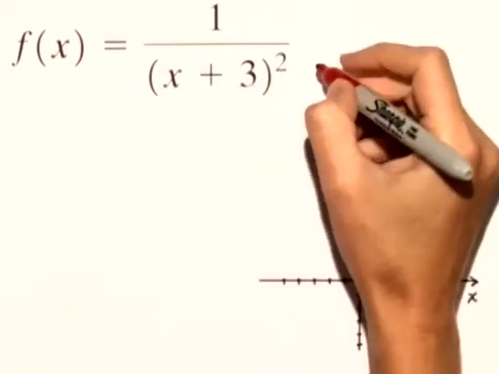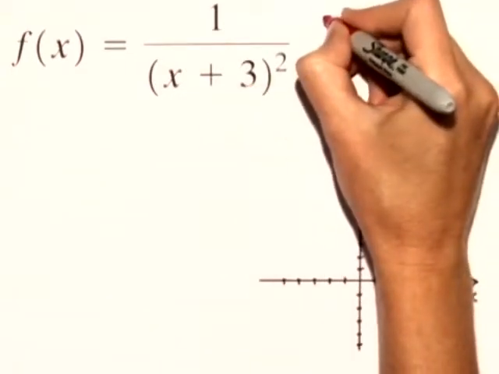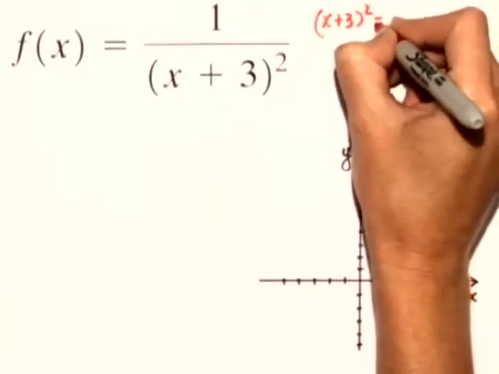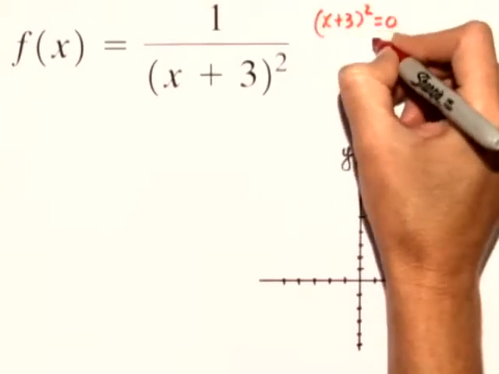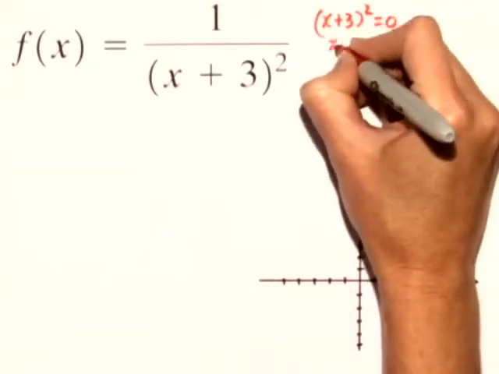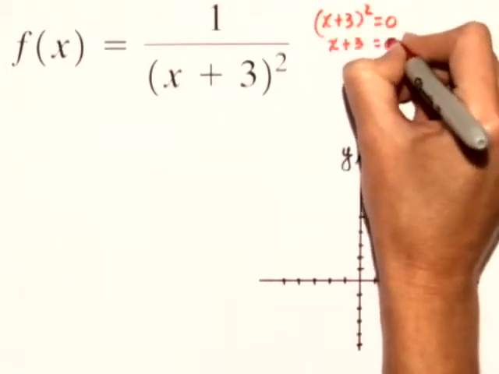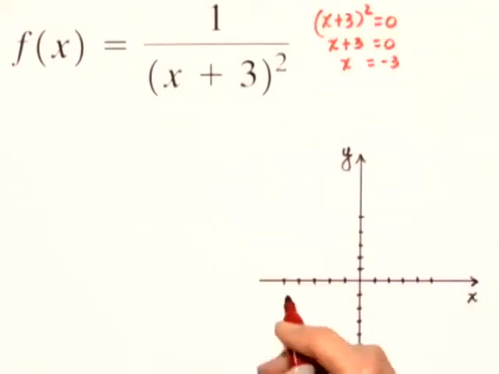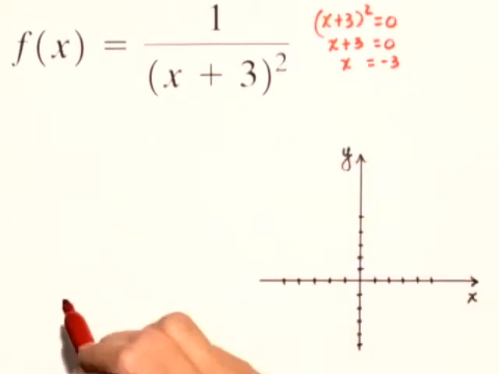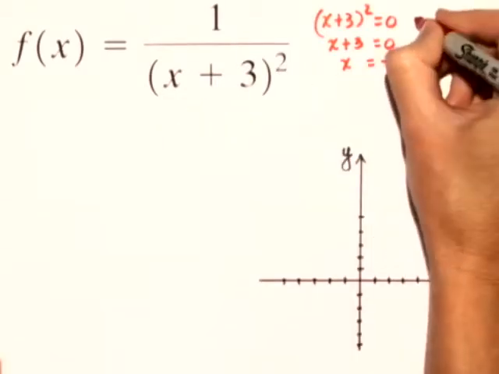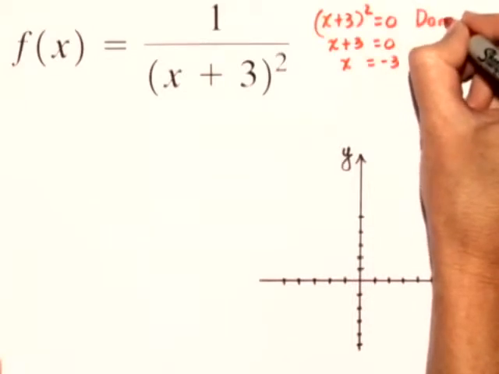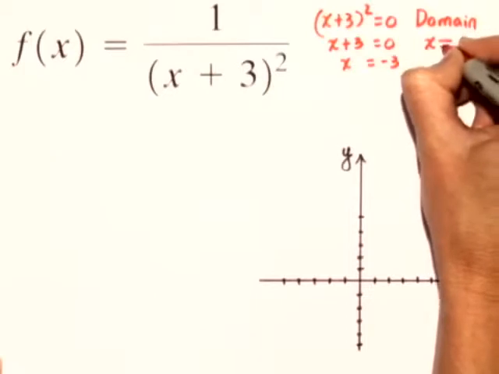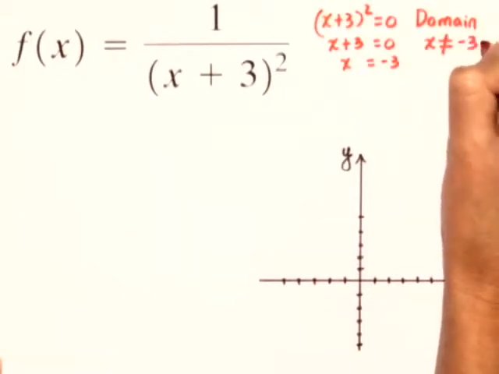Well, we look at the denominator and we set it equal to 0. So we have x plus 3 quantity squared is equal to 0. If we take the square root of both sides of this equation, we just get x plus 3 is equal to 0, or simply x is equal to negative 3. So x equals negative 3 is the value that makes the denominator 0. Therefore, we can say that the domain of this rational function is that x is not equal to negative 3.